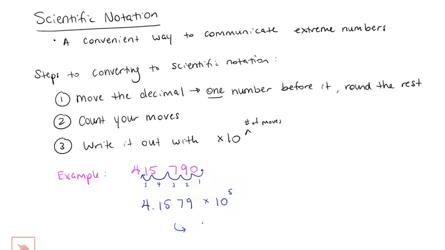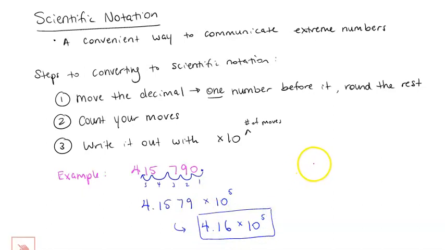If I wanted to round, this 5 is going to round up because the next number is 7. So it's 4.16 times 10 to the power of 5. So that's the same number, just communicated in scientific notation.